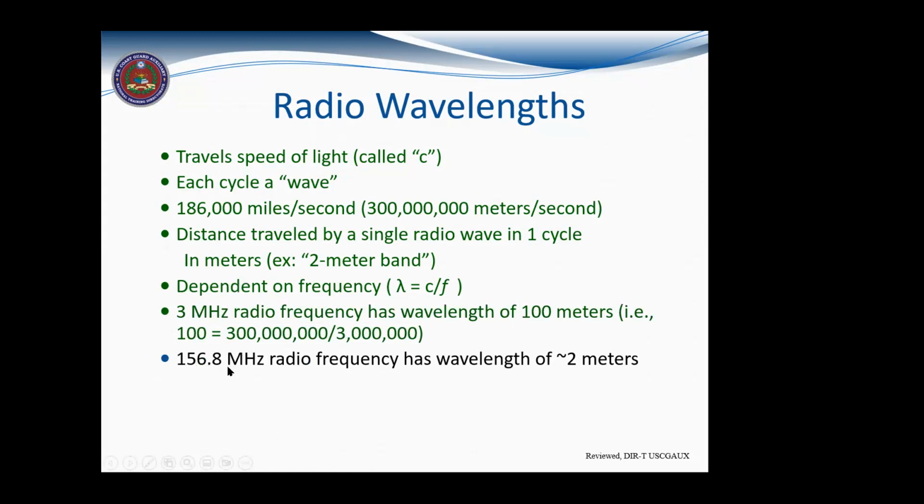So if we took the distress frequency for VHF, 156.8 megahertz, and we divided that into 300 million, we're going to come up with approximately 2. So the wavelength for the distress channel would be approximately a 2-meter signal.